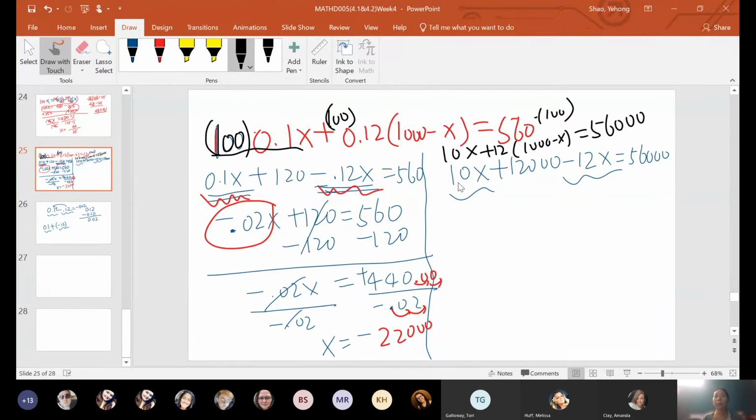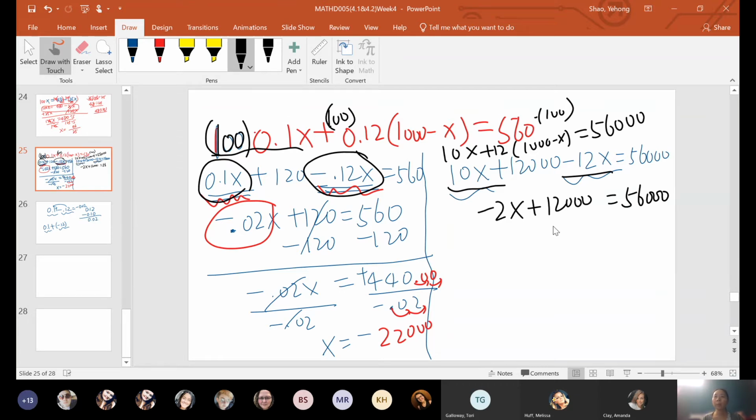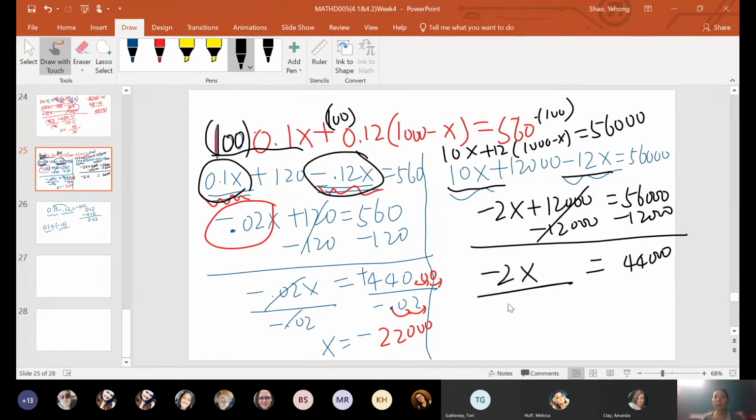56,000. So now instead of combining these two like terms, the decimals, you will be combining 10x minus 12x, which is negative 2x. Because we are familiar with dealing with 10 minus 12, the integers instead of decimals. So it's much easier to do this way. Okay, and now we get rid of 12,000 from both sides. Negative 2x equals 44,000. And you can divide both sides by negative 2. All right, so we got negative 22,000.